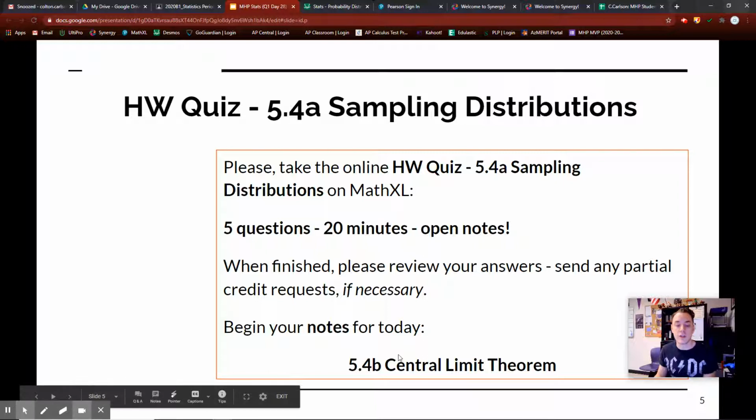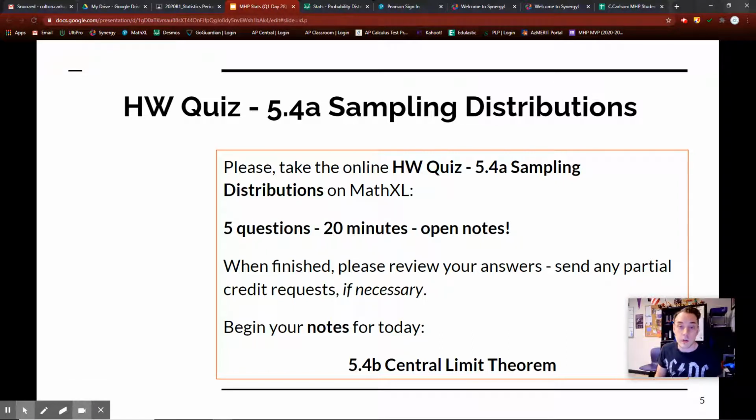Begin your notes for 5.4b. Remember, the note packets are on Google Classroom. You can feel free to print those off and follow along. Right now, where I'm at is the probability section. It's going to be on page 5. So if you printed out the key or the notes, it's going to be page 5, probability section.